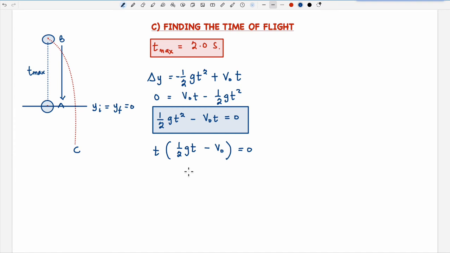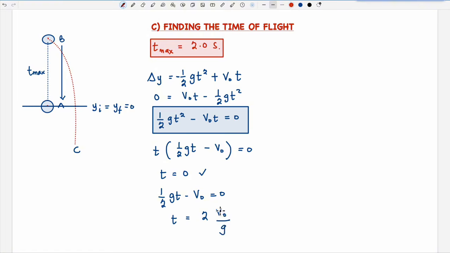So here we can see we have two solutions. The first solution, t equals 0 at time equals 0. Where is this object? It's at point A. That is the first solution, and we don't need this at this time because all we need is the time it took this object to go from A to B and then back to A. The second solution is going to be 1/2 gt minus v naught equals 0, and then we can isolate the time. So time is going to be 2 times v naught over g.